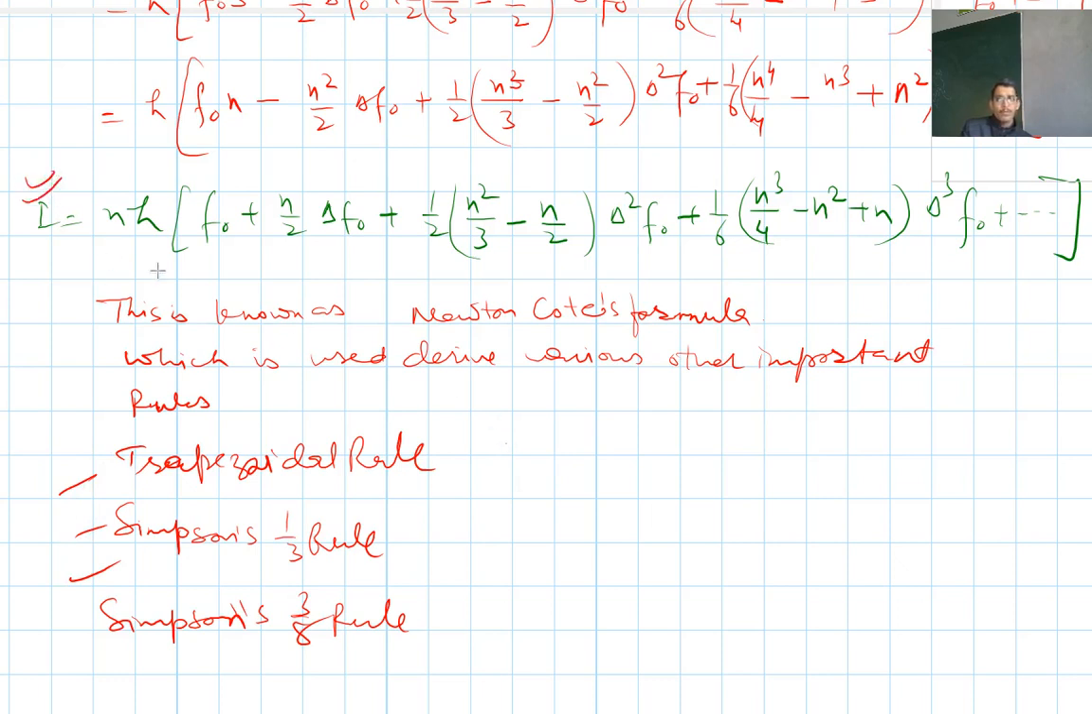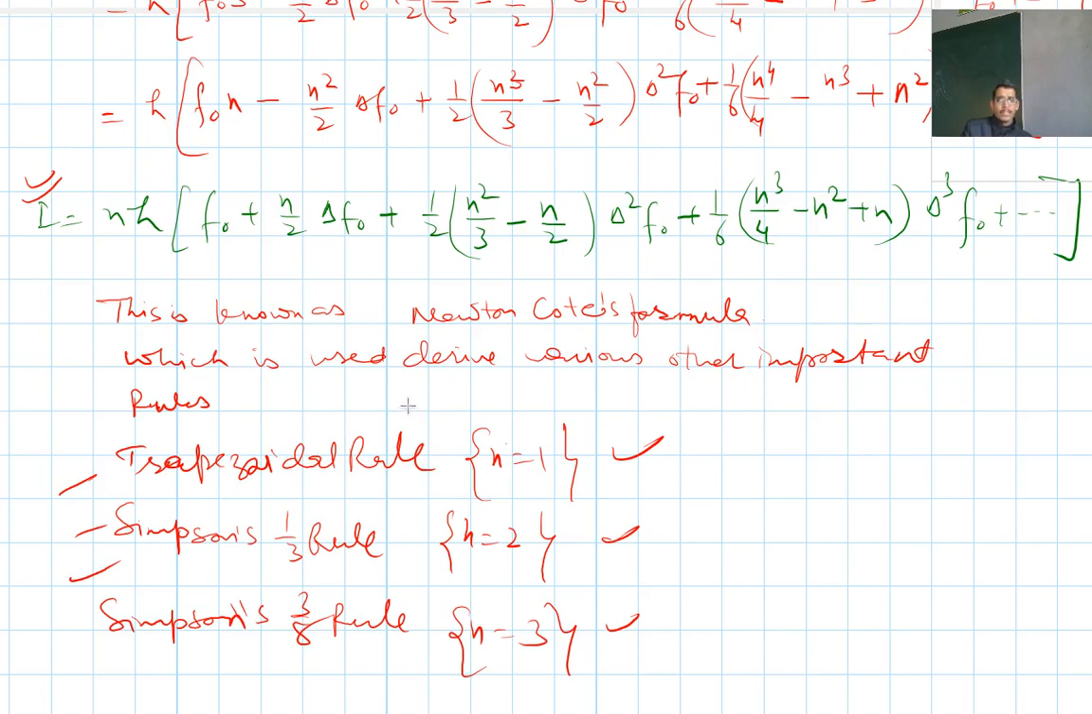If you remember this formula, and if you put n is equal to 1 here, then we can derive the trapezoidal rule, and if we use n is equal to 2, then we can derive Simpson's 1/3 rule, and similarly if we put n is equal to 3, then Simpson's 3/8 rule can be derived from this Newton-Cotes formula, and if we put n is equal to 4, then other rules can also be derived using this.